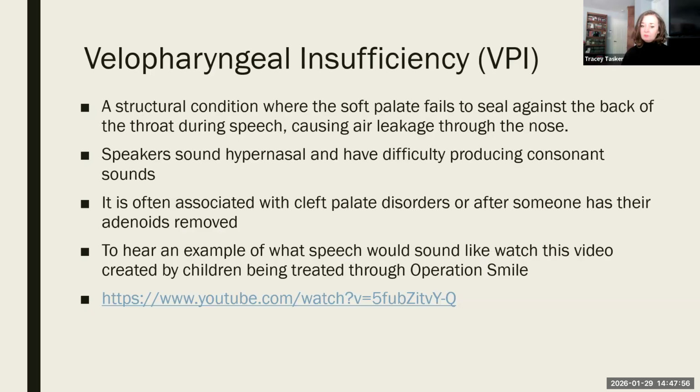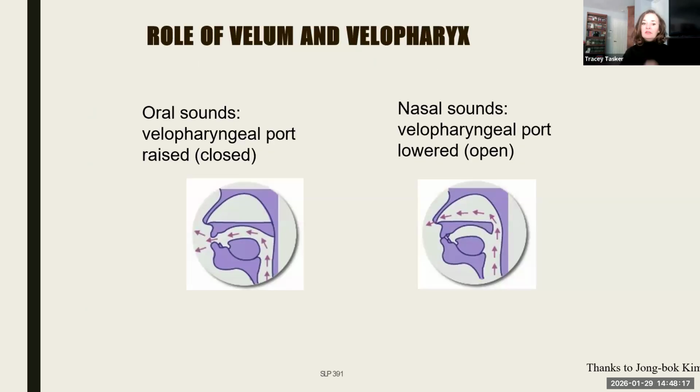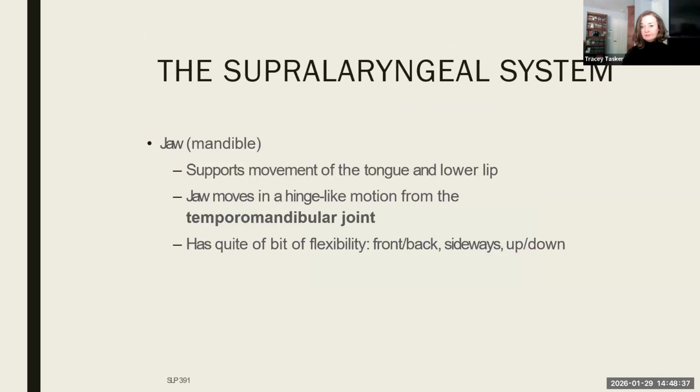If you want to hear an example of what speech would sound like, you can click on this video. Operation Smile is an organization that works mostly with children who have cleft palate. So you'll be able to hear what the voice quality sounds like when someone has this, if you want to watch that video. Okay. So as we were just saying, for sounds that velopharyngeal port raises and closes, okay, with the exception of nasal sounds where that stays open. So again, if someone has a problem where their velopharyngeal port isn't working, they are going to sound very nasal. Okay.